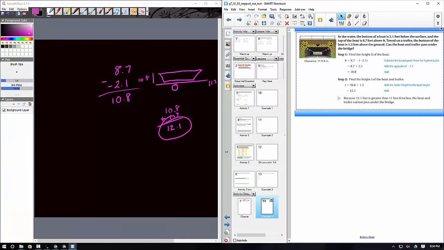So if we look here, I drew a beautiful picture. And what I did is I took basically the 8.7 feet is above the water, and then it goes down to 2.1. So I said 8.7 minus negative 2.1. So the height of the boat is actually 10.8 feet high, right? Then it's on a trailer, and the trailer is 1.3 feet off the floor or the ground. So I added these two together, 1.3 and 10.8, for a grand total of 12.1 feet, which is awesome until you run into a bridge that's 11.8 inches. And if that happens, you crash.